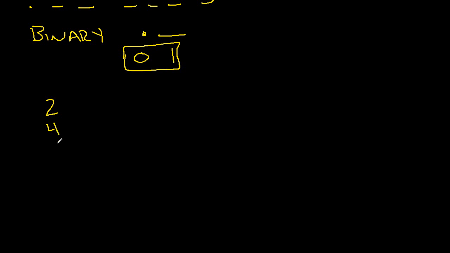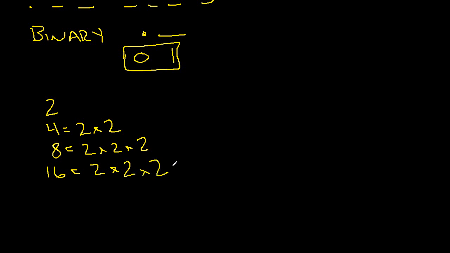Remember we had 2, 4, 8, 16, and 4 is also equal to 2 times 2, and 8 is also equal to 2 times 2 times 2, and 16 is also equal to 2 times 2 times 2 times 2, which is also equal to 2 squared, 2 cubed, and 2 to the 4th. I'm getting all excited and writing sloppily, so I apologize for that. And then of course 2 to the 1 is just 2. So this was when we had one column, this was two columns, three columns, and four columns.